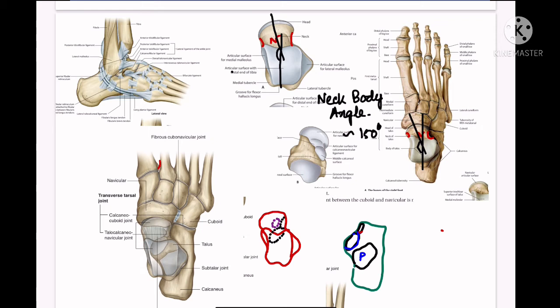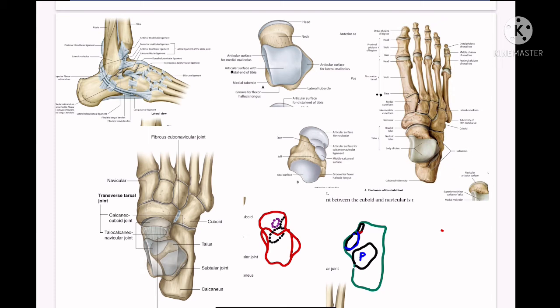Now the neck presents a dorsal surface, lateral surface, under surface and medial surface. We will talk about the important features on the dorsal surface, lateral surface and plantar surface. Let's see. First of all, regarding the dorsal surface of the neck.